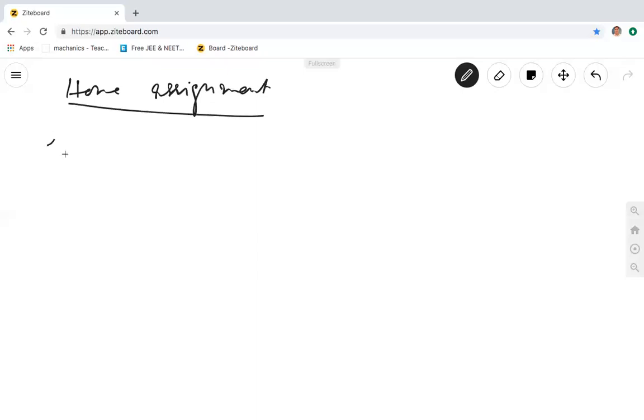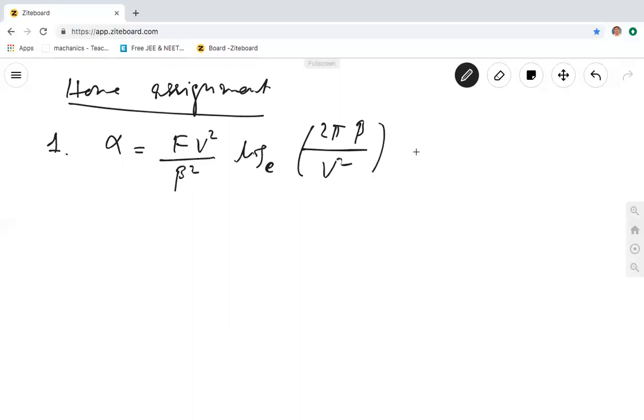Number 1, alpha is equal to fv square by beta square log to the base e 2 pi beta by v square. Find dimensions of alpha and beta. Other things are known. F is force, v is velocity. Do you know them?